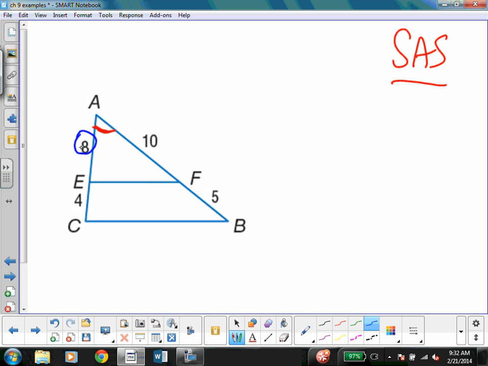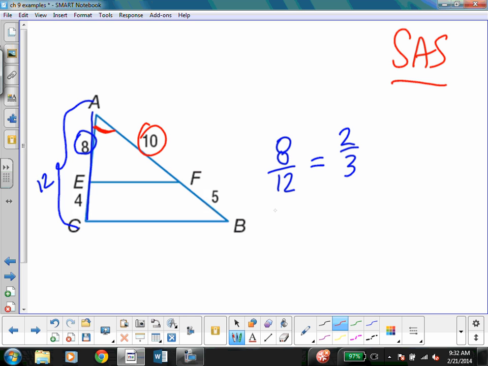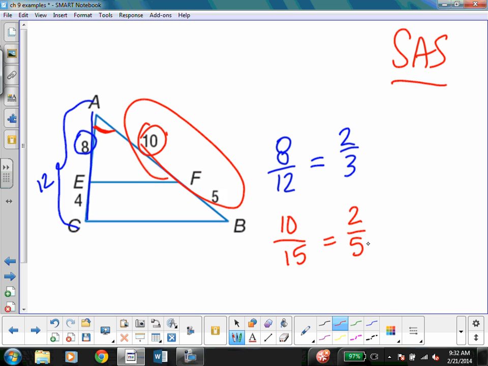So taking the side 8 of the smaller triangle, I will compare it to the side of the big triangle, which is 8 plus 4, or 12. So I will create 8 over 12, one fraction, and reduce it. They both divide by 4, so 2 over 3. So now let's compare again. The side of the smaller triangle over the side of the big triangle, 10 plus 5, which is 15. Both numbers divide by 5 to give me 2 over 3. So these two triangles are similar because of side, angle, side.